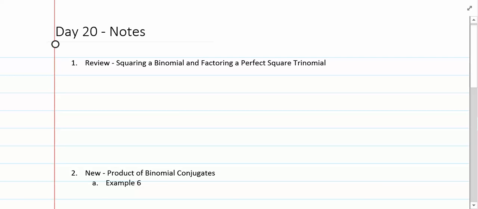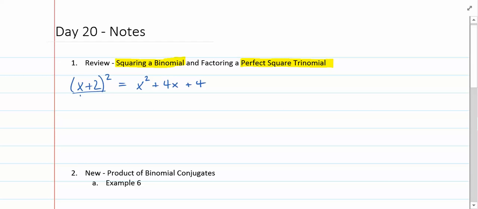In Day 19 we practiced squaring a binomial, and the result of a squared binomial is what we found to be called a perfect square trinomial. So let's remind ourselves of what that might look like. If I square a binomial, let's say x plus 2 squared, when multiplied together, don't forget that this should be written twice and then FOILed, we receive a result that looks like x squared plus 4x plus 4.